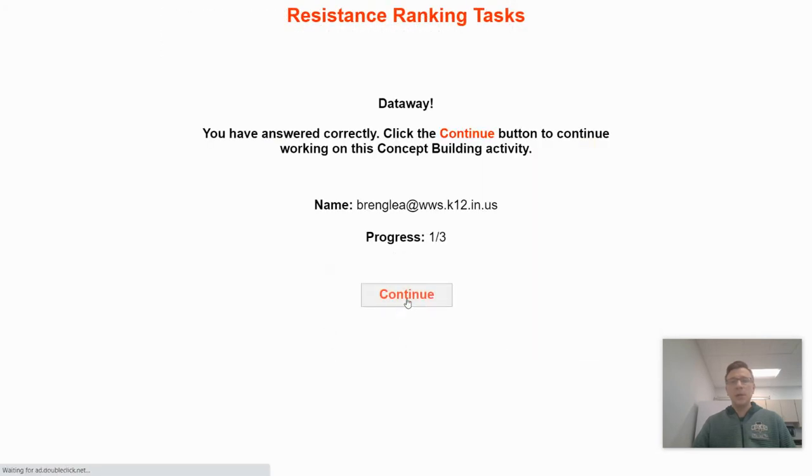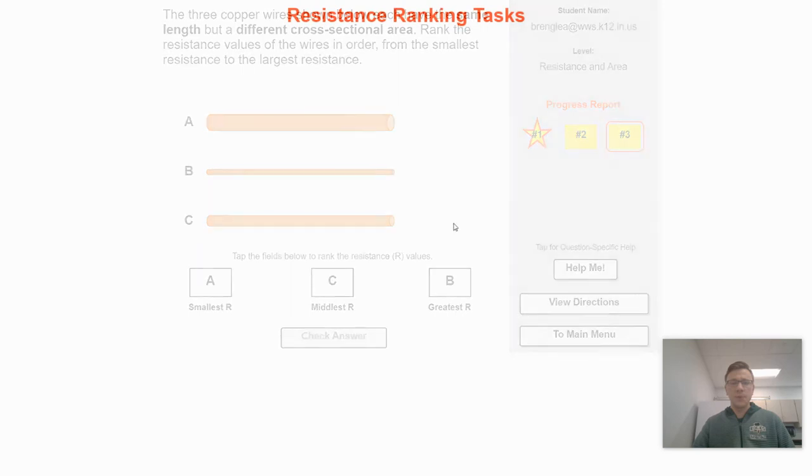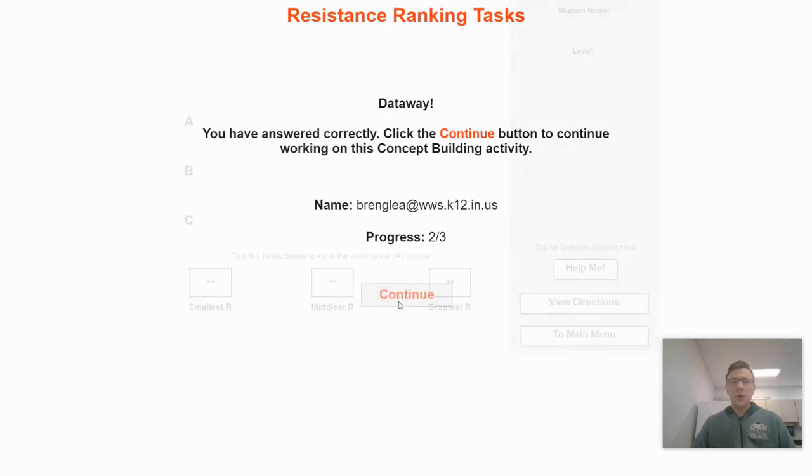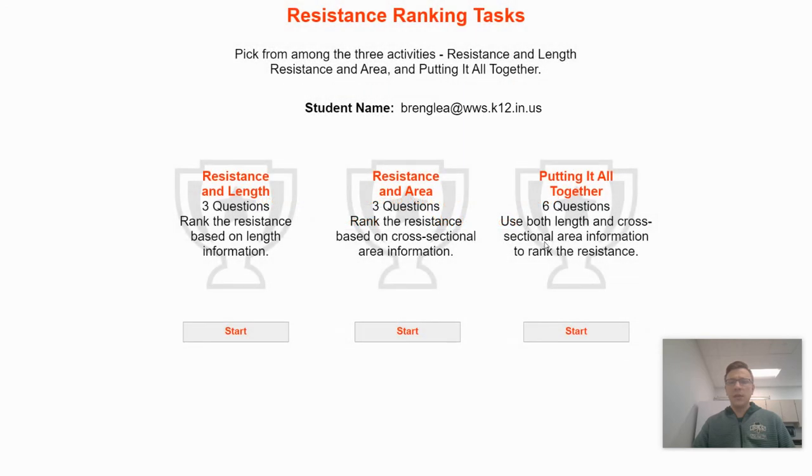So we'll do a couple of these. Again, the thickest wire here, A, is going to be the smallest resistance, the most room for those electrons to move around, and then C, and then B, because B is the thinnest, and there's going to be a lot more collisions there. So again, we'll head back to the main menu. That's good enough on that. You can get that last one on your own.